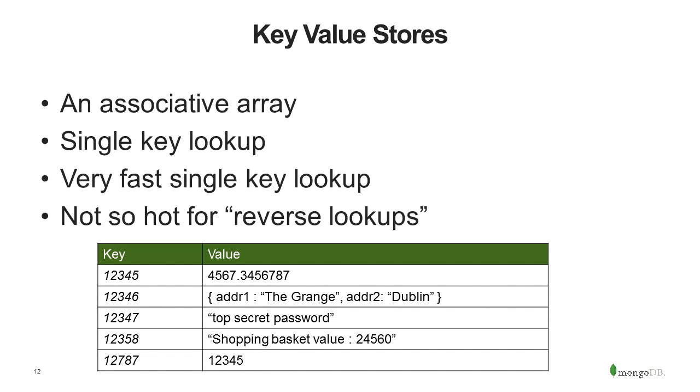So what's a key value store? It's effectively an associative array. It's a single key lookup. It's like a hash or a dictionary, depending on your favorite programming language. And the main way it changes is that it distributes this hash table or associative array over multiple machines.